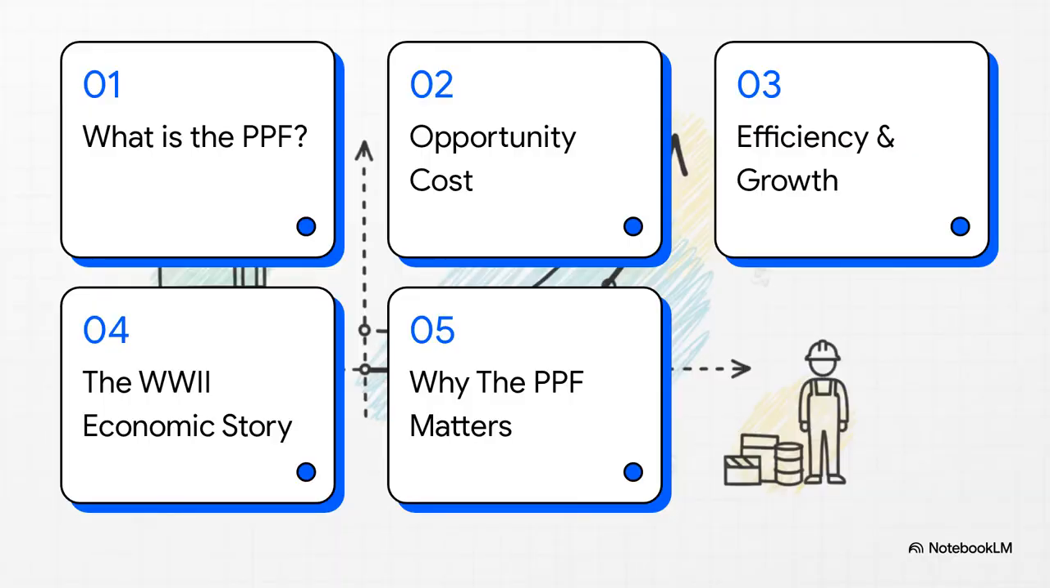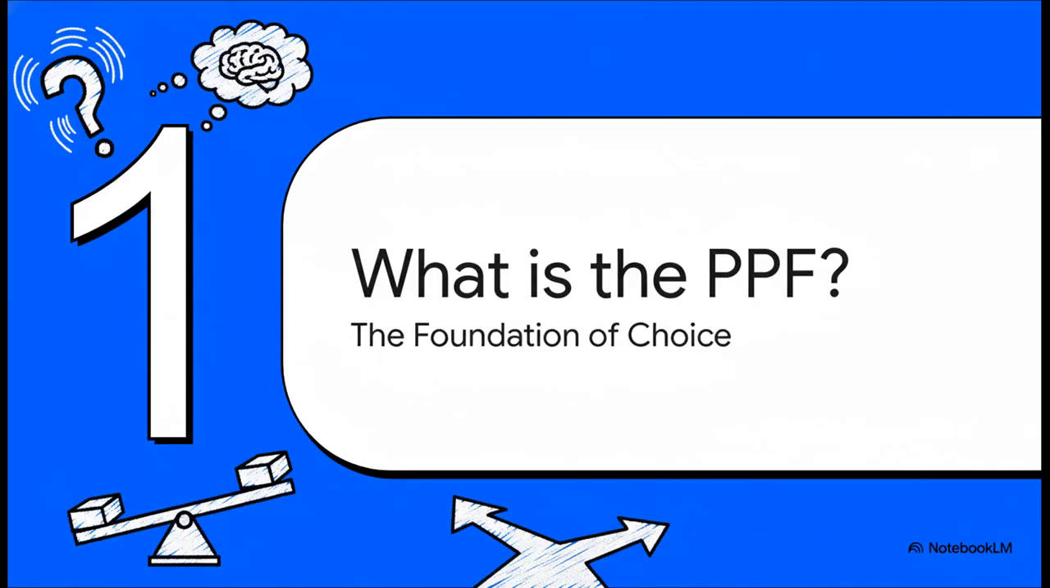Okay, so here's what we've got on tap. First, we'll break down what the PPF even is. Then we'll see how it helps us visualize something called opportunity cost. We'll touch on efficiency and growth, then jump right into that wild WWI story. And finally, we'll talk about why any of this matters to you today. Let's do it. All right, let's kick things off.